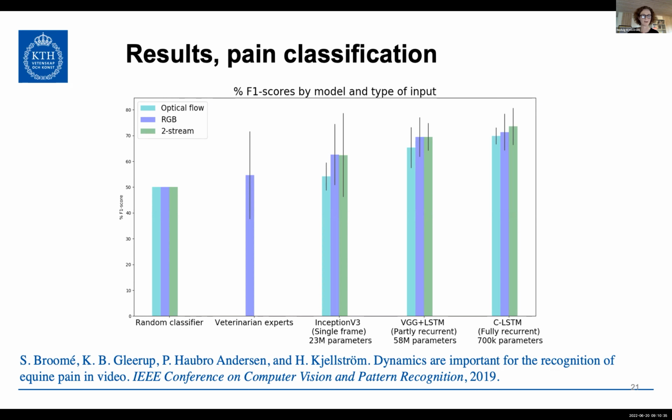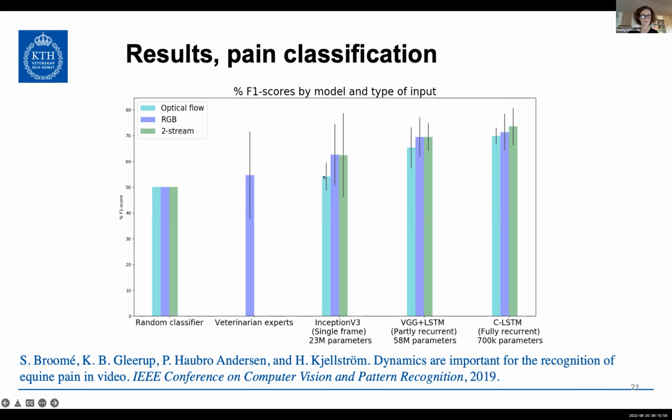And then we tried a number of different networks. So firstly, we wanted to test how important is temporal information? Turned out to be really, really important. So we have 3 networks. One that only uses single frames, so it doesn't use temporal information.